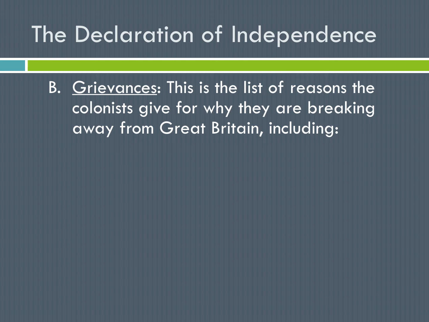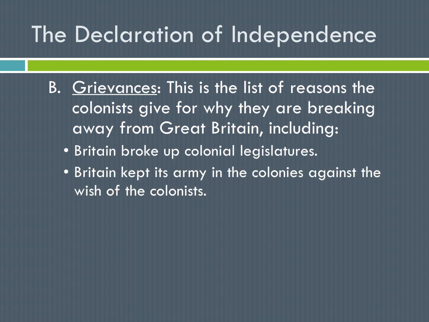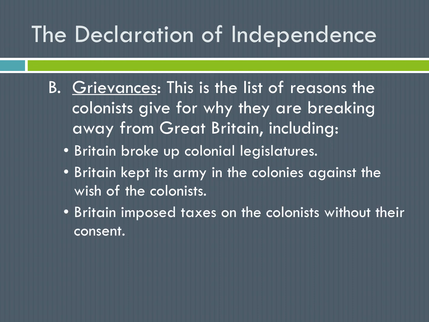So these are the lists of reasons that colonists give in the Declaration of Independence for why they are breaking away from Great Britain. It's a long list, but some of the key points are that Britain has broken up colonial legislatures. Britain has also kept its army in the colonies against the wishes of the colonists. Britain has also imposed taxes on the colonists without their consent. That's that no taxation without representation. And then Britain is waging war on the colonies. As this declaration is being approved, war is being fought in Massachusetts.